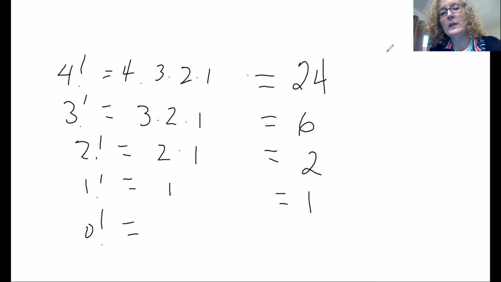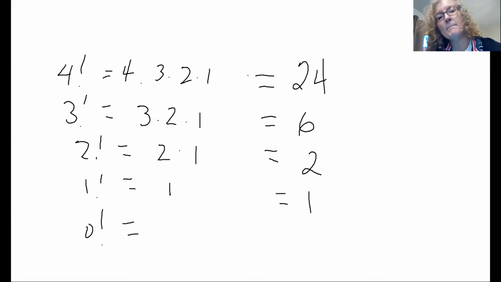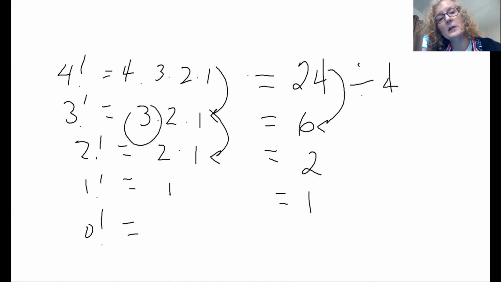Now let's talk about how we get from, oh snap, where'd it go? How do we get from here to here? Here to here. Well, we divided by 4. Notice we took 4 out. How do we get from here to here? Well, you see how we're missing that 3. So we divided by 3. Well, that makes sense. 6 divided by 3 is 2.